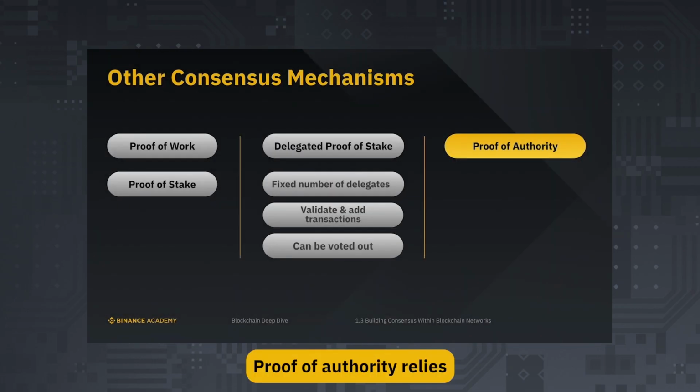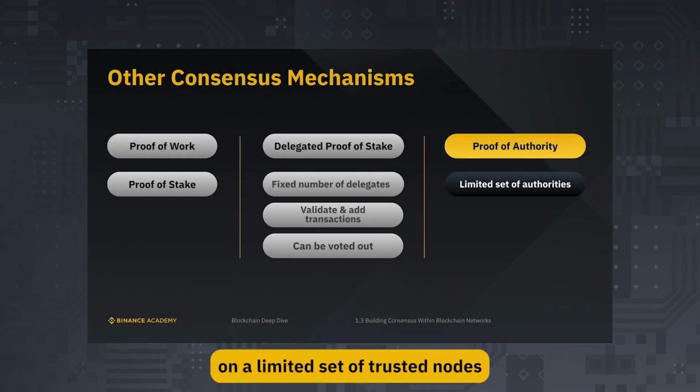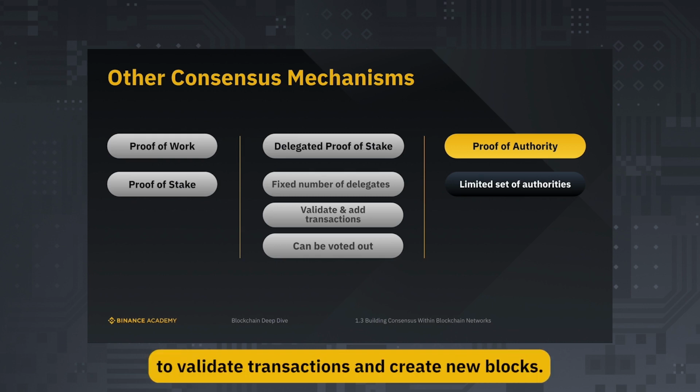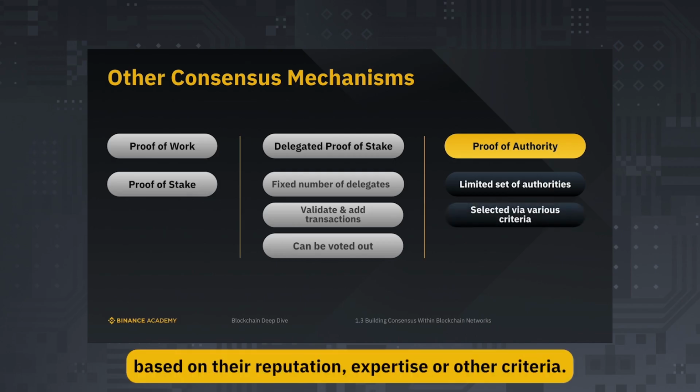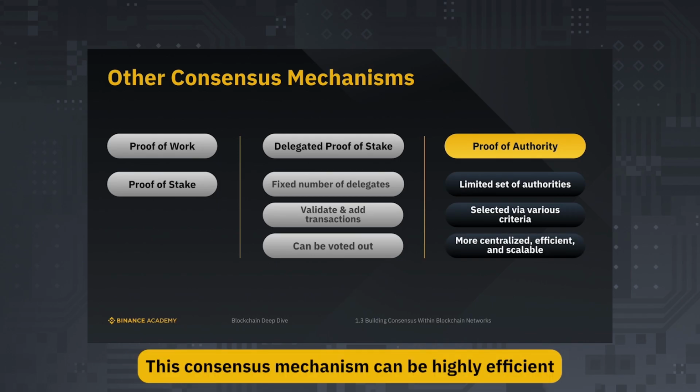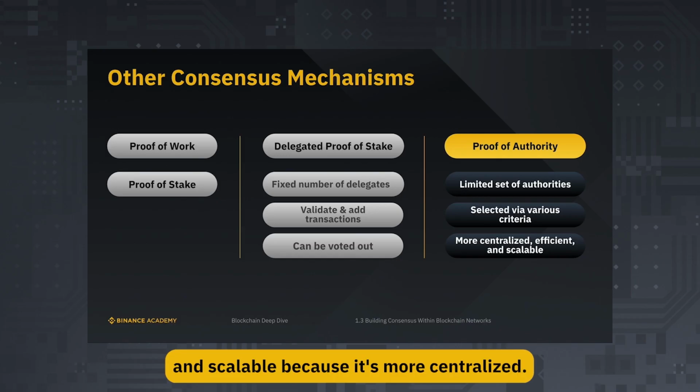Proof of authority relies on a limited set of trusted nodes, known as authorities or validators, to validate transactions and create new blocks. These nodes are usually selected based on their reputation, expertise, or other criteria. This consensus mechanism can be highly efficient and scalable because it's more centralized.